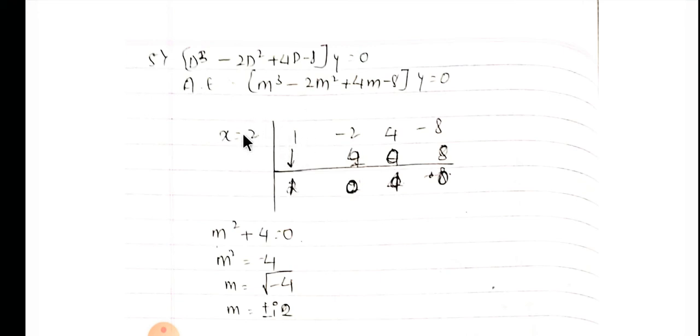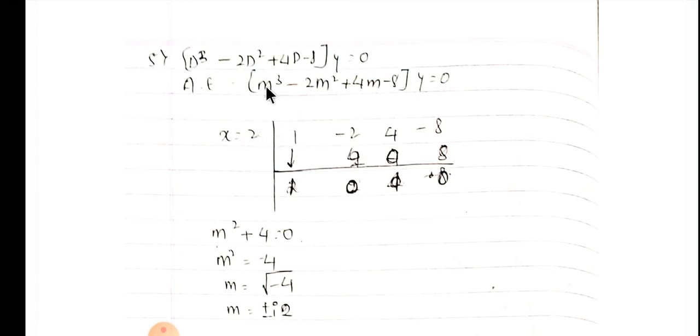Therefore, by inspection, as I told in the previous lecture itself, how to take the inspection value, that is substituting real values in the given equation, and it must be equal to 0. For whatever value it is equal to 0, that is your first root. Here m is equal to 2.